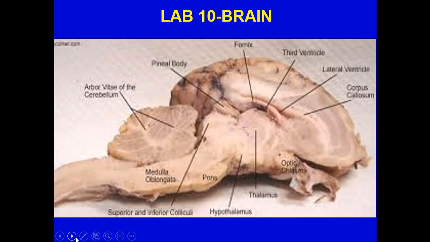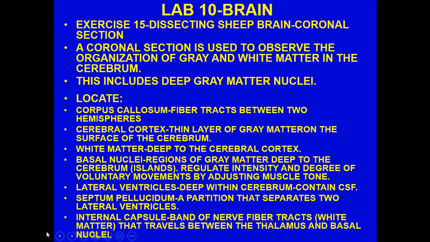Now, a coronal section is used to observe the organization of gray and white matter in the cerebrum. Usually this includes deep gray matter nuclei. So when you take a slice through this coronal section, you should be able to notice the following. Again, I want you to understand a lot more of the function than, in some cases, I'm going to give you a blurry picture of the brain and say, okay, where's what? I'm not going to do that.